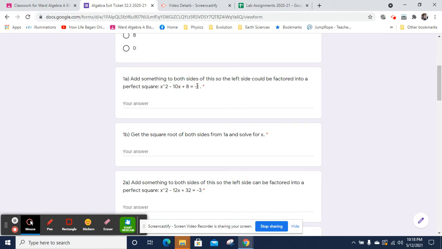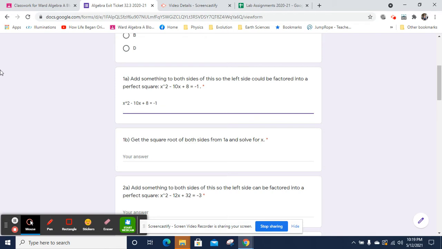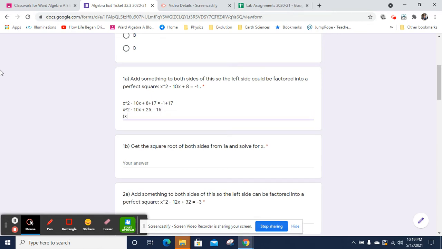So we need to figure out what would we add to 8 to make it 25. So we have this, and we need it to become x squared minus 10x plus 25. So what would I add to 8? I would add 17. So I'm going to add 17 there, and I'll add 17 there. So I'm going to end up with x squared minus 10x plus 25 equals 16. And that can be factored into x minus 5 squared equals 16.